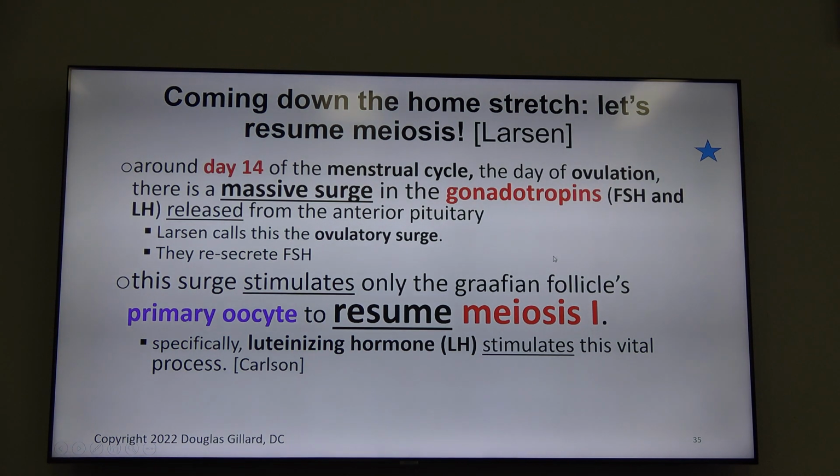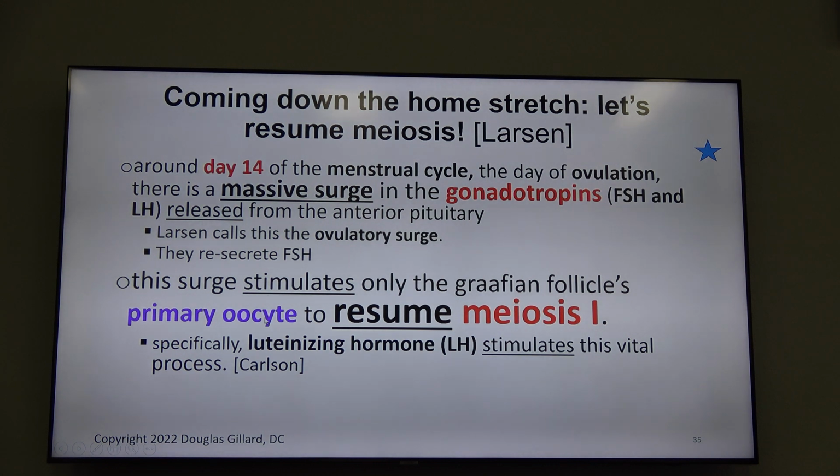Okay, so coming down the home stretch, let's resume meiosis. So finally, we're going to wake up. How exciting. About day 14 of the menstrual cycle, the LH and the FSH surge. Inhibin doesn't have any effect at that point, because we're going to get another surge. Larsen calls this the ovarian surge, which I like. But that's going to push that Graafian follicle over the top. The surge stimulates only the Graafian follicle, primary oocyte, because it's so far away from everybody else.